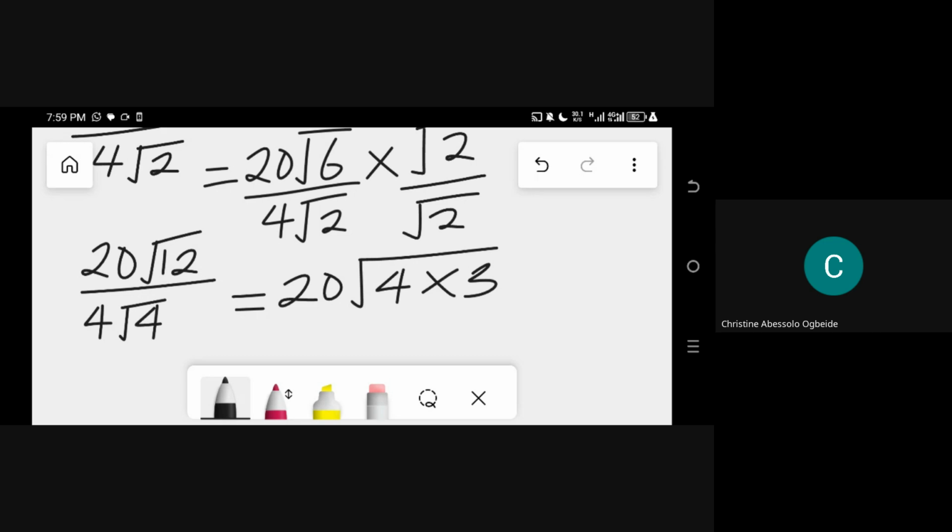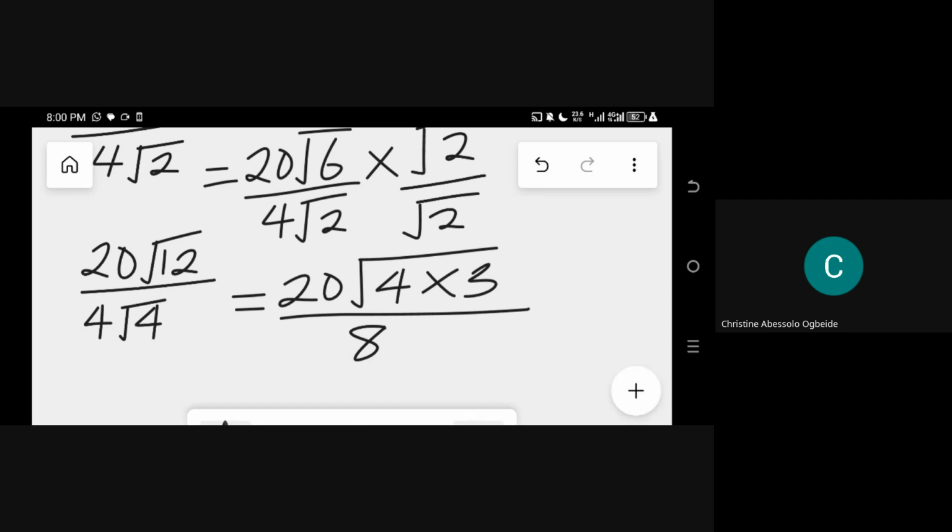If you leave it as root 12, you won't get the full mark. You fail the answer, but you can get the other allocated scores for your working, but you won't get the full answer if you have to follow your marking scheme. So that 12 has to be broken down to 4 times 3 because there's still a perfect number 4 there. Then at the bottom, the square root of 4 is 2. So 4 times 2, that gives 8.